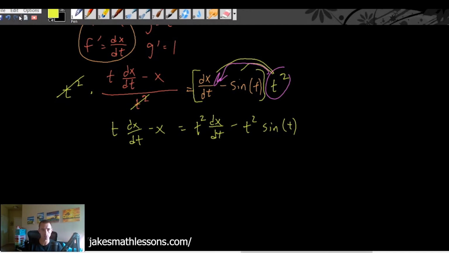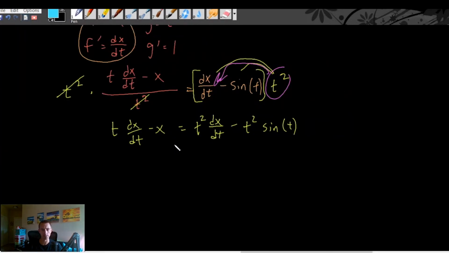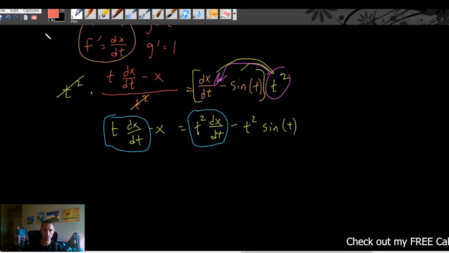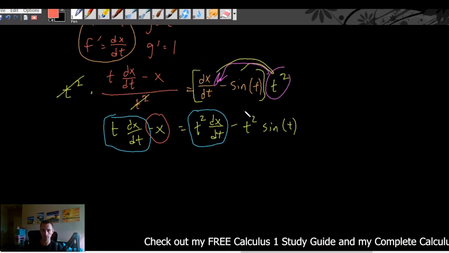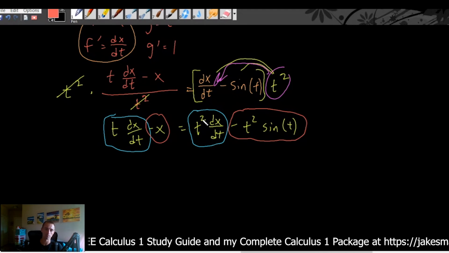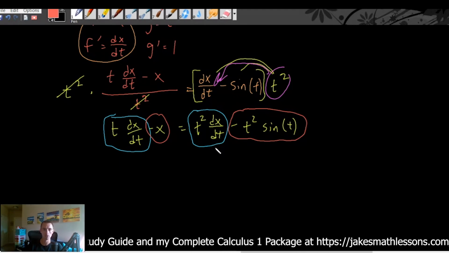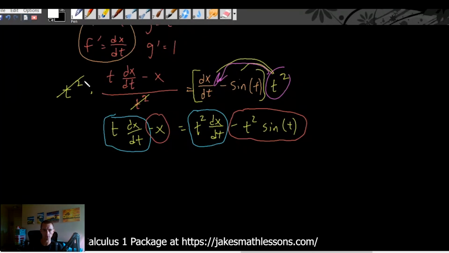We need to subtract or add all of our dx dt terms to one side of the equation and our non-dx dt terms to the other side. So first thing I like to do is just circle where my dx dt terms are and where my non-dx dt terms are. You can see in blue here, we have dx dt here, and then in red I put this minus x and this minus t squared times sine of t, which do not have a dx dt. So basically we want to move our dx dt term over to the left and our non-dx dt term over to the right.